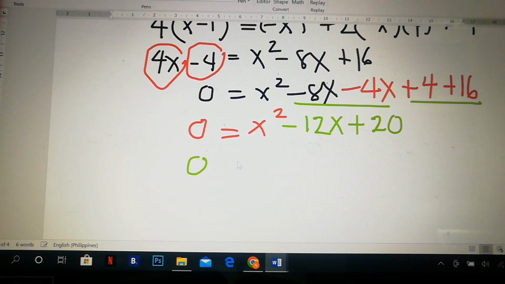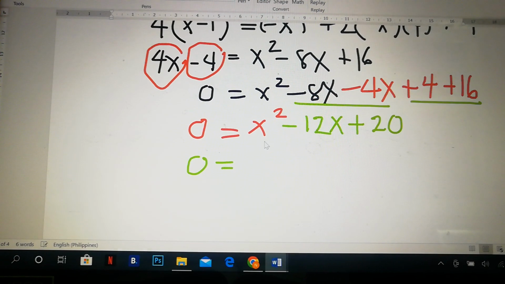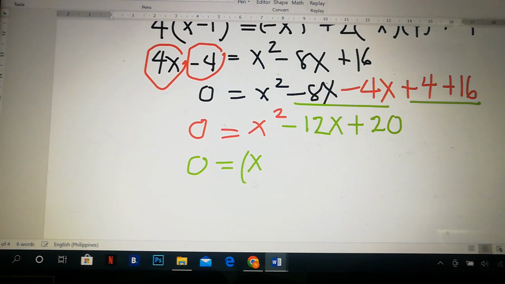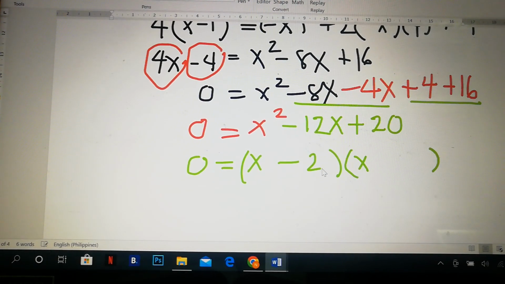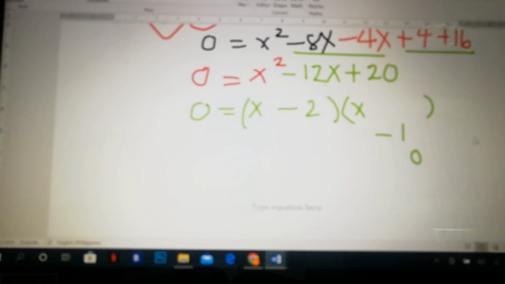So 0 is equal to, now this is factoring. What are the factors of 20 so that when added, the sum is negative 12? So that is x times x, negative 2 and negative 10. Okay, so equate each factor equal to 0.